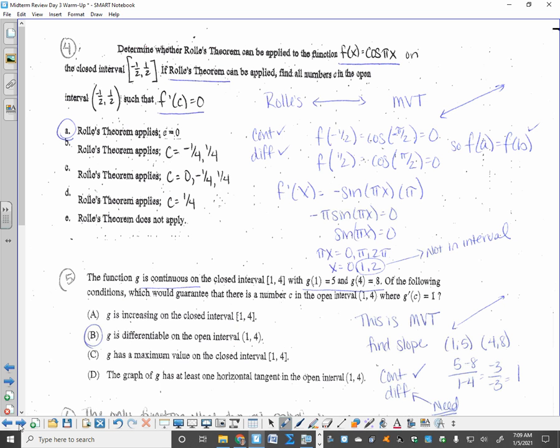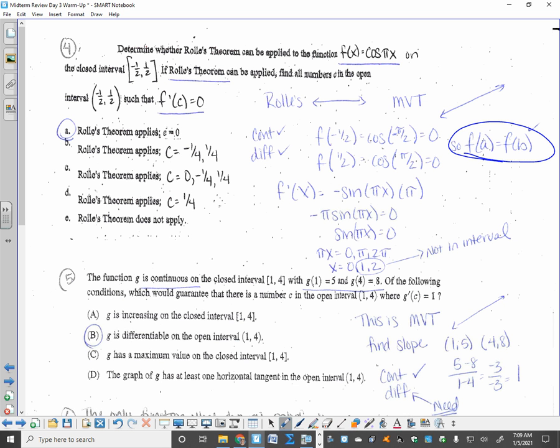That's what's going to make Rolle's apply, because the y values are going to be the same, which is going to make it a horizontal line. So again, they don't both have to equal 0. They just both have to equal the same thing. This has to be true.